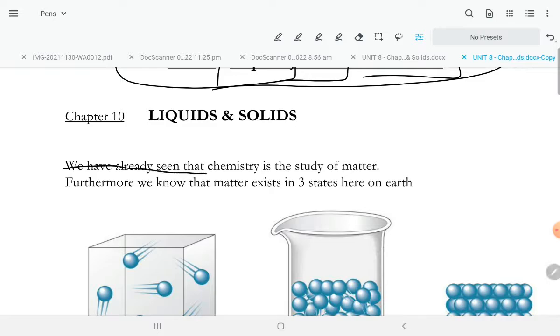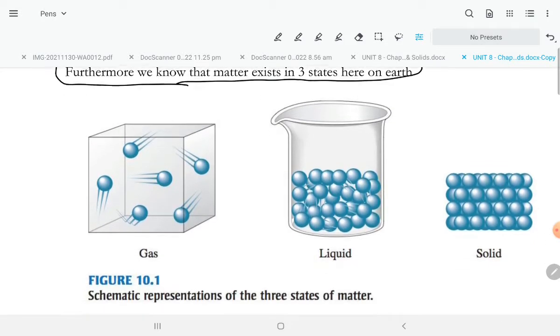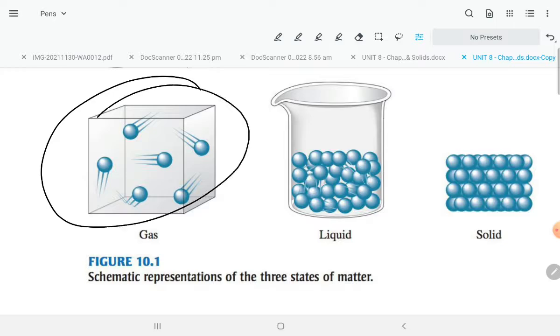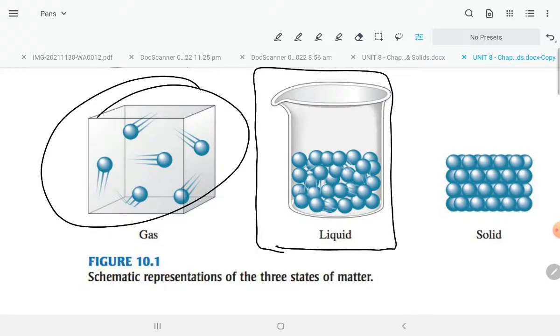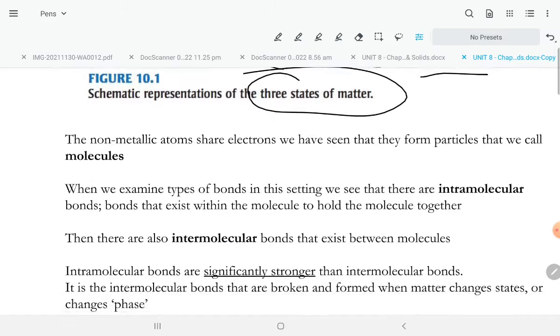We have already said that chemistry is the study of matter. Furthermore, we know that matter exists in three states here on the earth. The gases are there, and you can see the molecules have random movement. Then here you can see the liquid molecules, which are not that much arranged. Here the solid is completely arranged. So this is a systematic representation of the three states of matter.